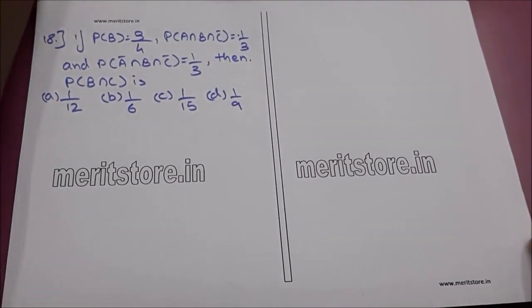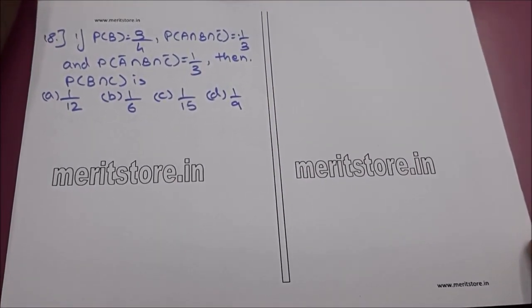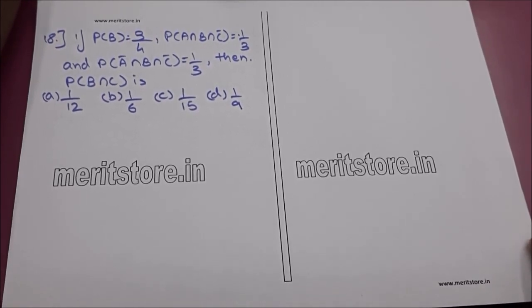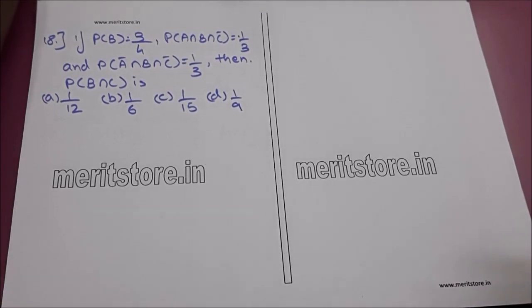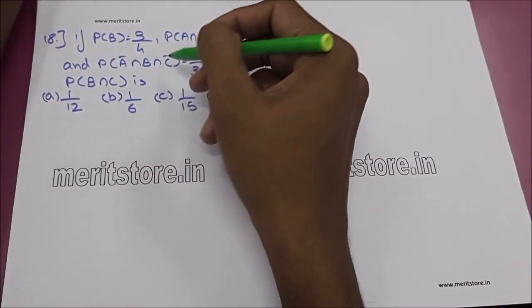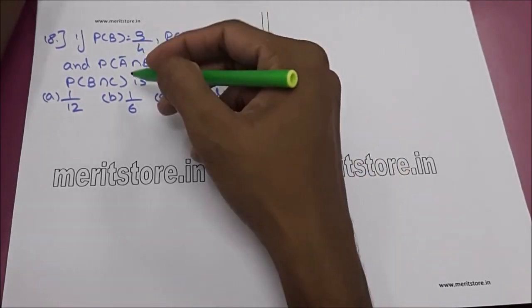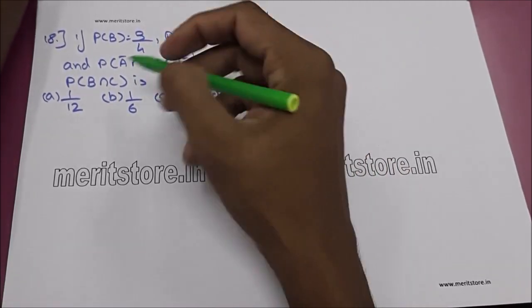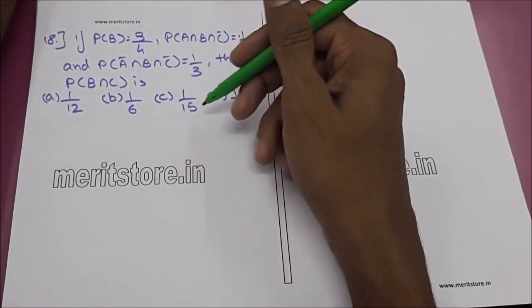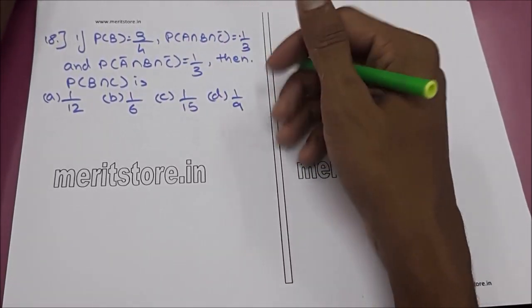Question 18. If probability of B is equal to 3 by 4, probability of A intersection B intersection C bar is equal to 1 by 3, and probability of A bar intersection B intersection C bar is equal to 1 by 3, then the probability of B intersection C is, we have four options: A 1 by 12, B 1 by 6, C 1 by 15, and D 1 by 9.